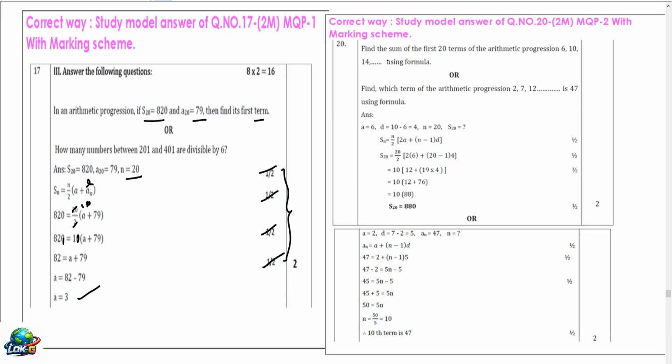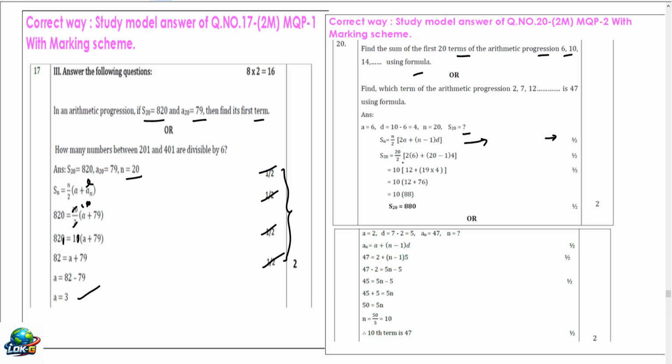Model question number 2. Find the sum of the first 20 terms of the arithmetic progression 6, 10, 14, using formula. Very easy question. We will solve now. The first term in this sequence is a, which is 6. Common difference is 4. You can observe 10 minus 6, a2 minus a1, 4. n is equal to 20, and S20 is asked. Sn is equal to n by 2. Writing formula gets half marks. Don't forget to write the formula.